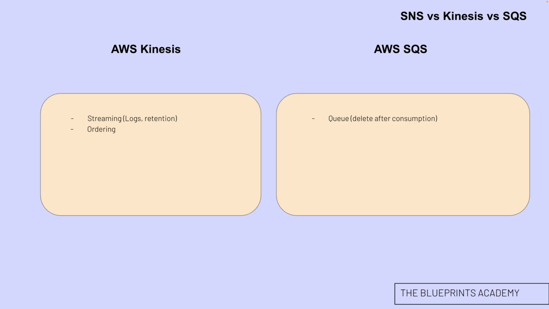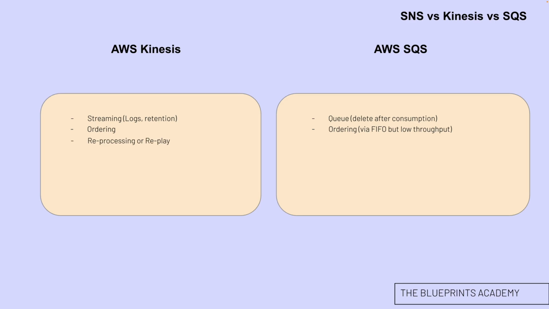You can rely on ordering when you are using Kinesis, but you cannot rely on ordering when you are using SQS. You can somewhat rely on it using FIFO, but it has a very low throughput. So still, in case of ordering, always use Kinesis.